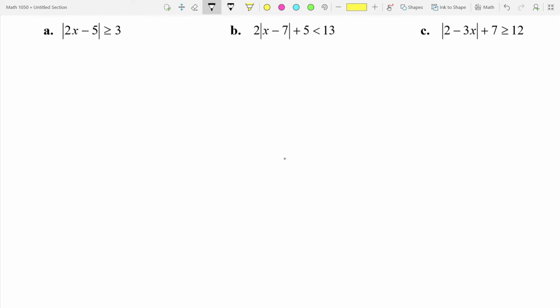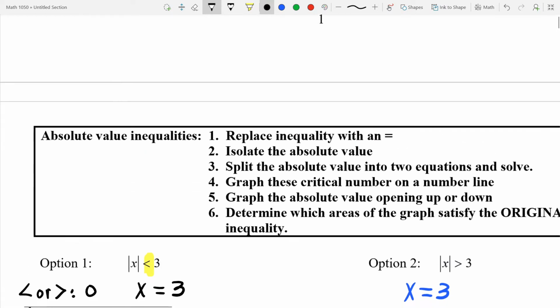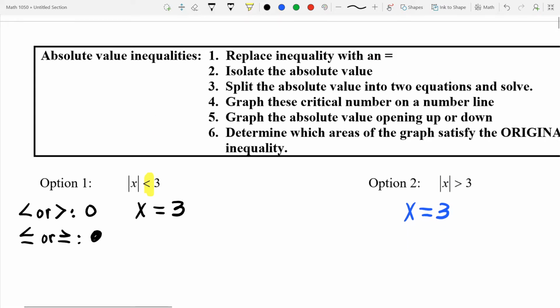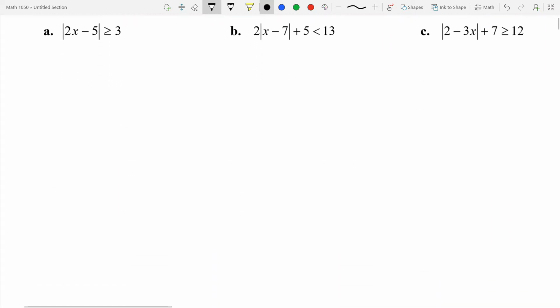Here we go. Step number 1. Let me check something really quick. These are actually reversed. Look at this. Switch those two. So isolate it first. Okay, so go to question A. Everybody in the room talk to me. Is my absolute value alone, yes or no? Yes, it is. So I want you to write the absolute value of 2x minus 5 equals 3. All I did is change the inequality into an equal sign.